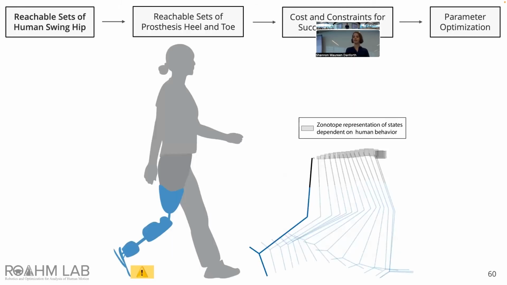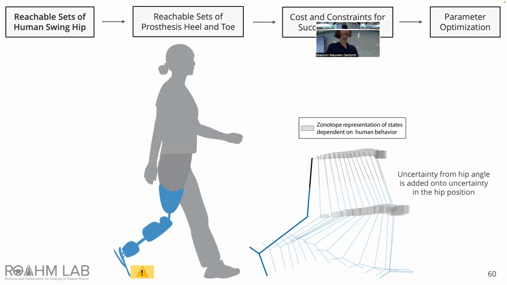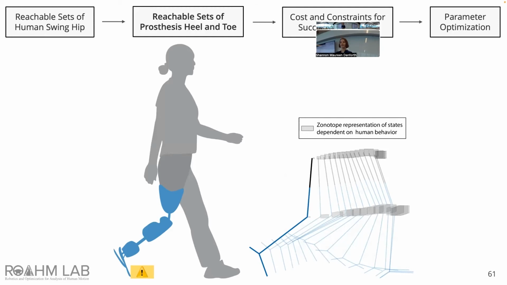So now we can use the predicted sets of hip angles to generate a set of predicted swing knee locations for the prosthetic knee. And note that those knee zonotopes are larger than the hip zonotopes because uncertainty from the hip angle is added on to uncertainty in the hip position. And we generate these conditional prediction and zonotopes online. Next, we want to create similar reachable sets for the prosthesis heel and toe.